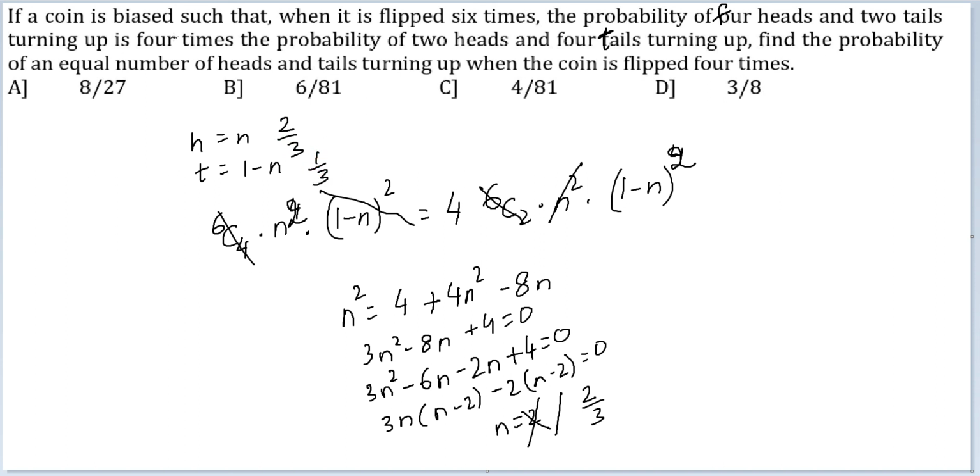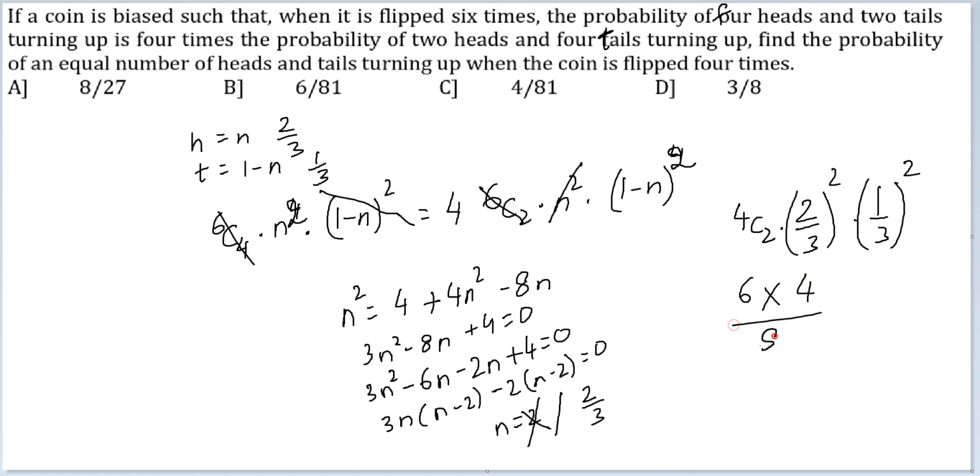Finally, they asked me to find the probability of an equal number of heads and tails turning up when the coin is flipped 4 times. So 4c2 into 2 by 3 whole square into 1 by 3 whole square is what we are dealing with. So 6 into 4 divided by 81, 2 times, 27 times. Final answer should be 8 by 27, or option A.